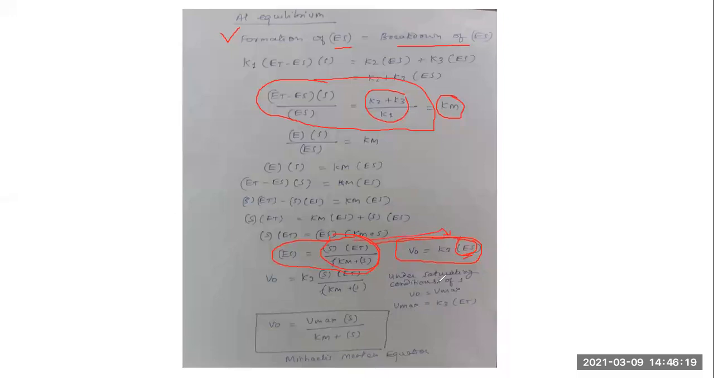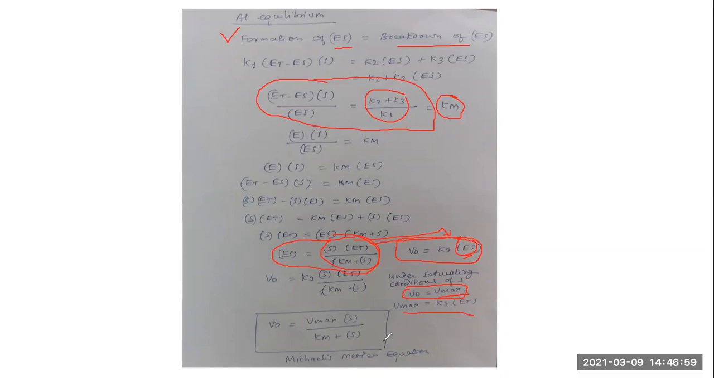Under saturating conditions, when you have excess of substrate concentration, the reaction is taking place at its maximum velocity. So we refer to it as Vmax, maximum velocity. When you have very high concentration of substrate, the reaction proceeds at the maximum velocity, and Vmax is given by K3 into ET, meaning total enzyme concentration. All the enzyme that has been involved. Here it was enzyme bound to the substrate, here it is all the enzyme, K3 ET.